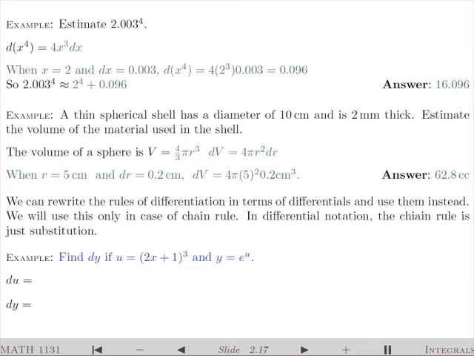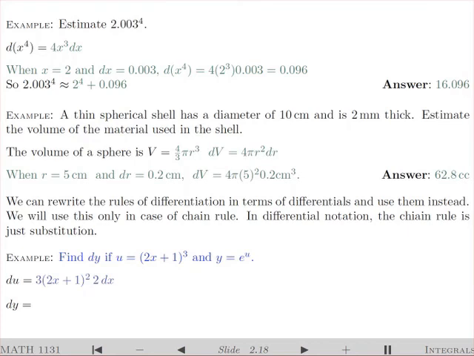If I substitute for u in e to the u, I can think of y as a function of x. Let's ignore that for the moment, and just calculate the differentials based on our definition. u is (2x plus 1) to the power 3. So by applying the power rule, we see that du over dx is 3 times (2x plus 1) to the power 2 times 2. So du is 3 times (2x plus 1) to the power 2 times 2 dx.